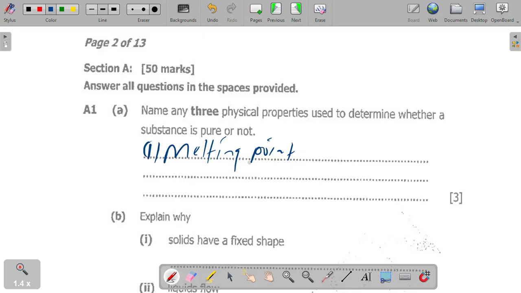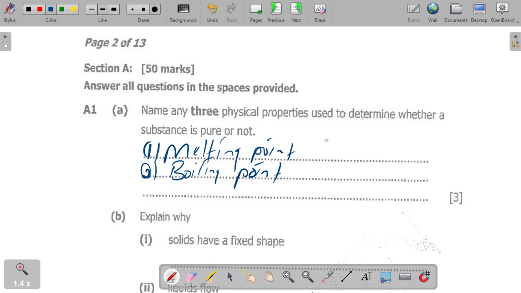Melting point. Okay, so a pure substance melts at one exact temperature. This you must understand. And a melting point is a point at which solids turn into liquids. So that's our first physical property. And our second one is boiling point.